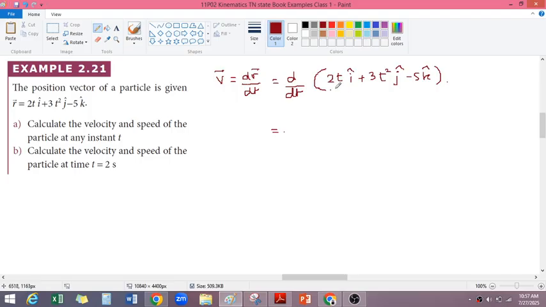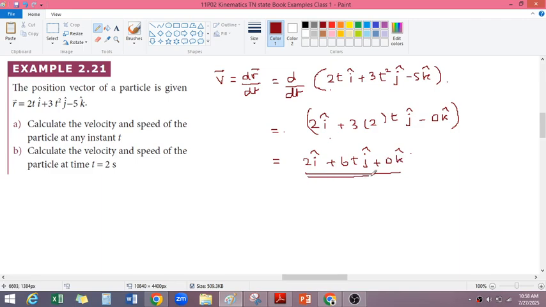So if I differentiate this with respect to time, I'll get 2i plus 3 into, if I differentiate this, 2t power 1 j minus 5. So if I differentiate this constant, it will become 0. That means the velocity will be 2i plus 6t j minus 0k or plus 0k, doesn't matter. So that's your velocity or speed.